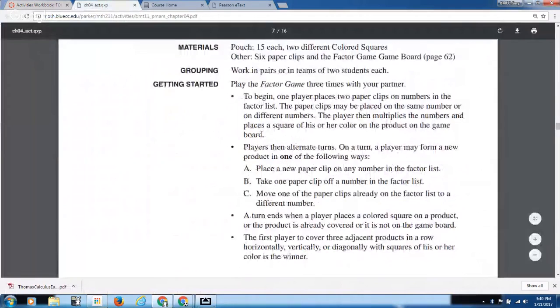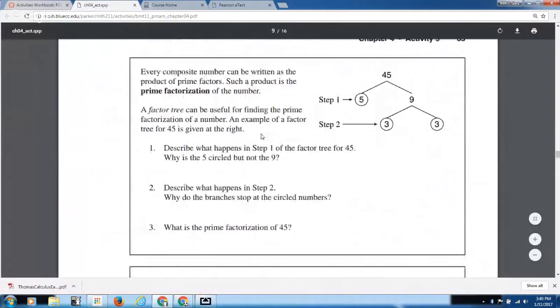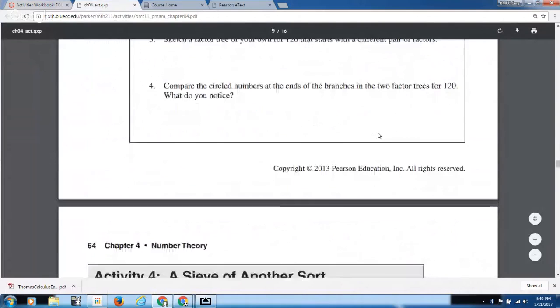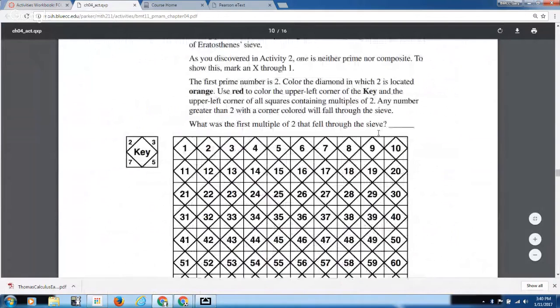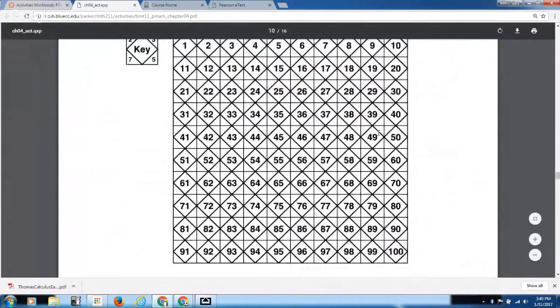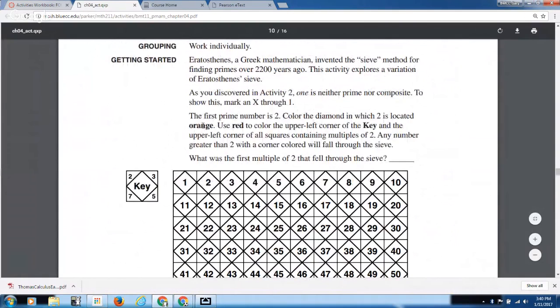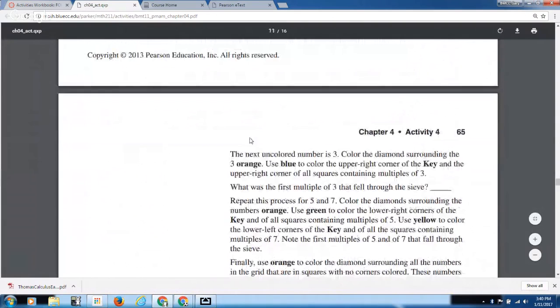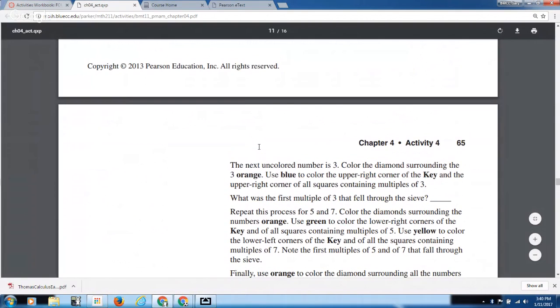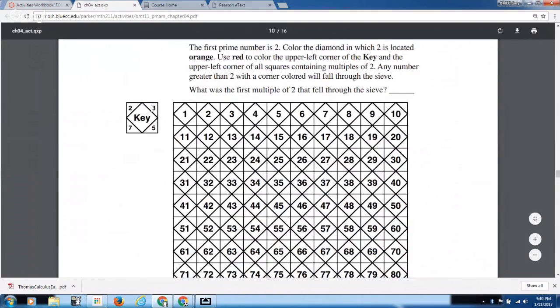All right, other games we have to play here. Again, prime factorization tree, get some practice in that there. This one is wicked fun. Give it a try. What you're going to do is color in on this board on the corners. If something is a multiple of 2, it gets colored. 2 is orange, and then 3 is blue, 5 is green, and 7 is yellow. And so you color the corresponding corner, upper left, upper right, lower left, lower right, going around the board.